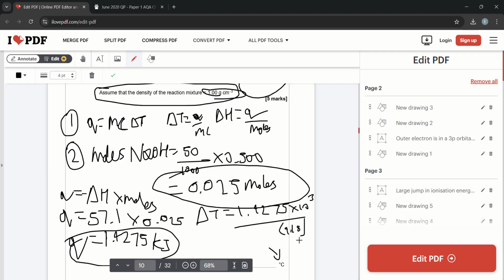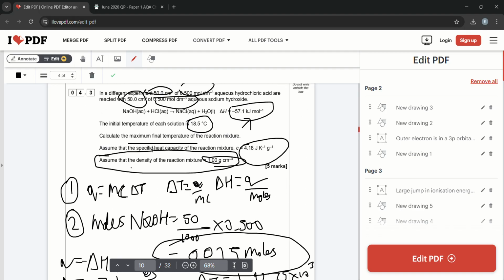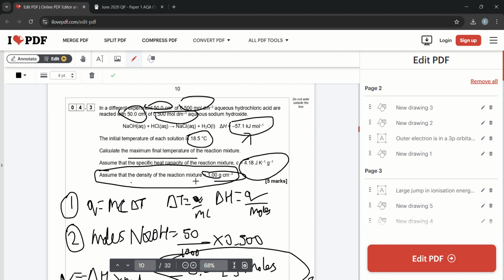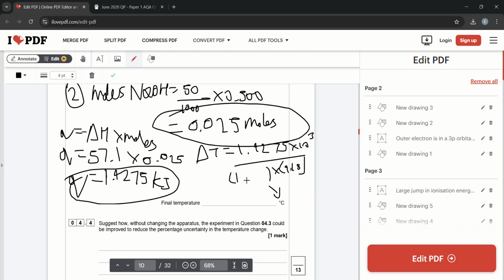What is going to be the mass? Well, again, why would they say assume that the density of the reaction mixture is 1 gram per centimeter cubed? It's because we're going to need it later on. That's why they gave it to us in the question. So what is it going to be? Well, it's going to be the total volume of solutions. We've got 50 centimeters cubed reacted with another 50 centimeters cubed, which is 100 centimeters cubed, and we know 1 gram is equal to 1 centimeter cubed. So the 100 centimeters cubed is going to be 100 grams, which is the mass of the water. 100 grams. So 100.